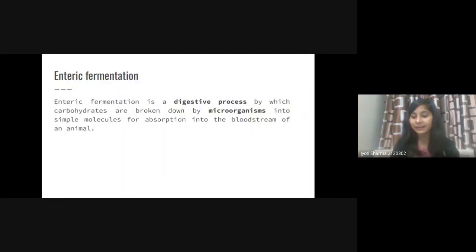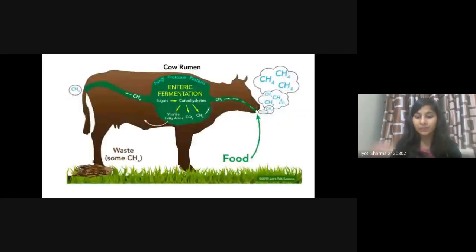We are talking about enteric fermentation right now. This is the digestive process by which carbohydrates are broken down by microorganisms. In our human body, carbohydrate is broken down by some kind of enzymes and in the presence of oxygen. But if we are talking about animals, then carbohydrate is broken down with the help of microorganisms and in the absence of oxygen. Okay, so this is enteric fermentation. And if there is no oxygen, then this will give you methane production.